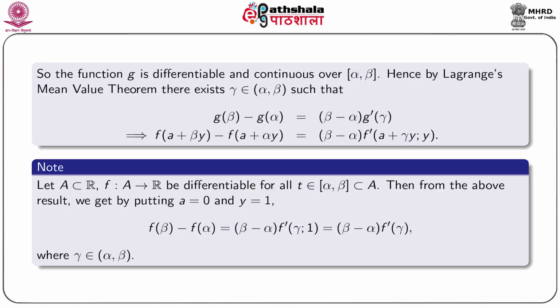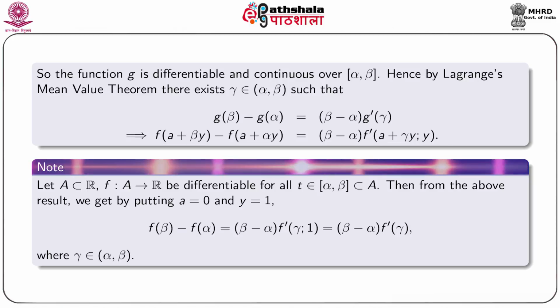By the theorem, there exists a gamma from the open interval alpha beta such that we can express g beta minus g alpha equal to beta minus alpha times g dash gamma, that is, f of a plus beta y minus f of a plus alpha y equal to beta minus alpha times vector derivative f dash a plus gamma y y. So, the proof is complete.